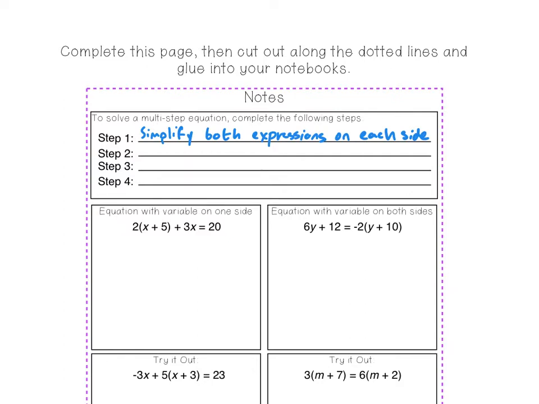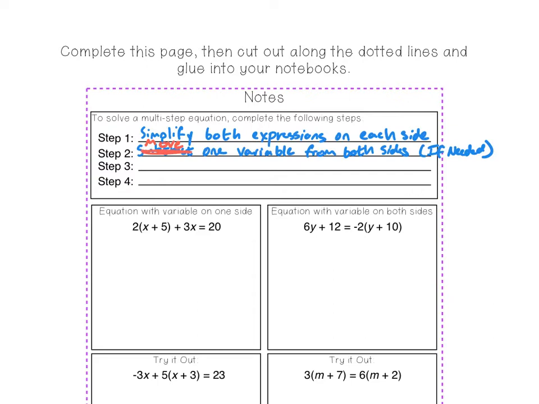Step number 2 is to subtract one variable from both sides. And now I'm going to put in parentheses, this is if needed. And actually, I'm going to go ahead and change something. Instead of saying subtract, I'm going to say move, because it's not always subtract. Sometimes it's adding. Sometimes, there's a variety of things. So you want to move one variable from both sides if needed.